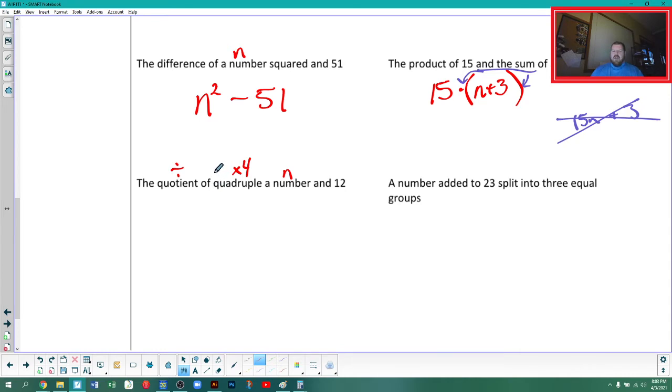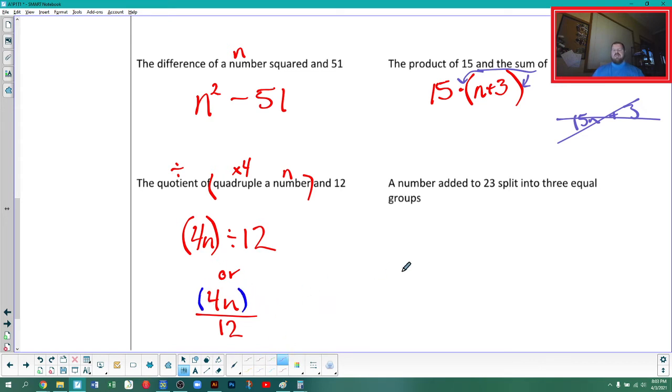Now, they kind of have some unwritten parentheses in here. We want to find quadruple a number and then find its quotient with 12. So a couple ways we can write it. We can say 4n divided by 12, or it would be perfectly fine to use a fraction layout. And keep in mind what we talked about last week. This sets up a hidden set of parentheses right here. So that would be okay too. All right.